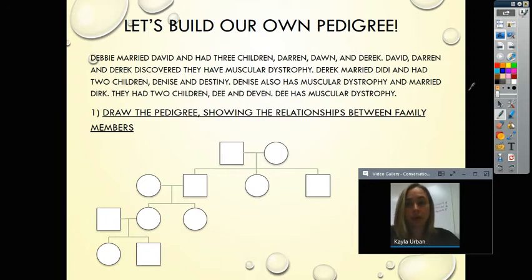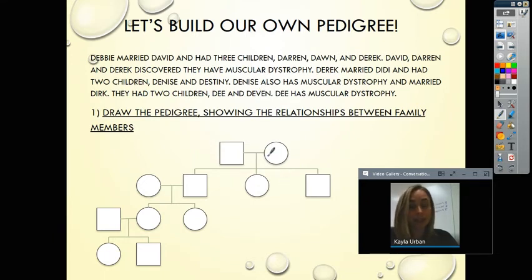So it says Debbie married David and had 3 children, Darren, Dawn, and Derek. David, Darren, and Derek discovered they have muscular dystrophy. Derek married Dee Dee and had 2 children, Denise and Destiny. Denise also has muscular dystrophy and married Dirk. They had 2 children, Dee and Devin. Dee has muscular dystrophy. So here's the pedigree.